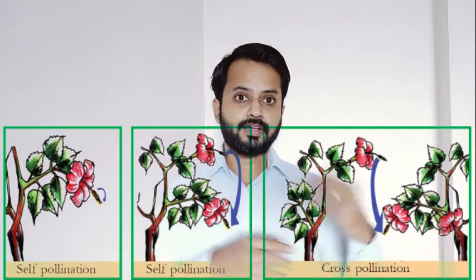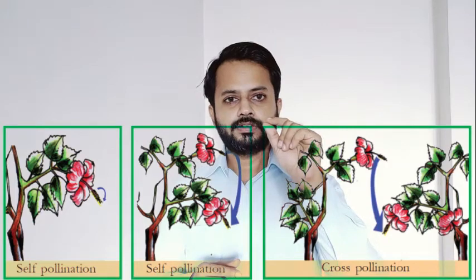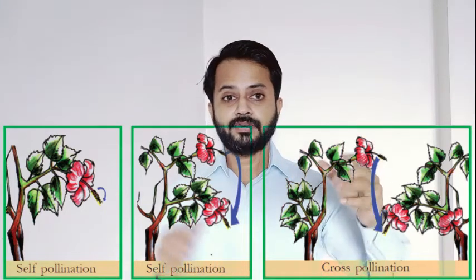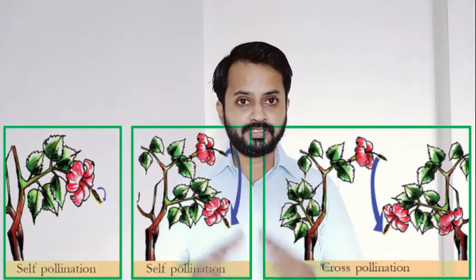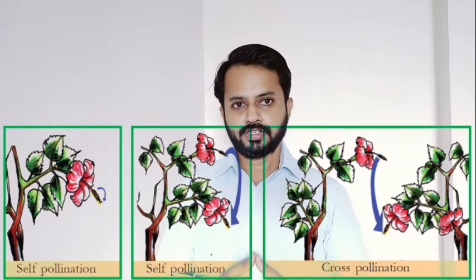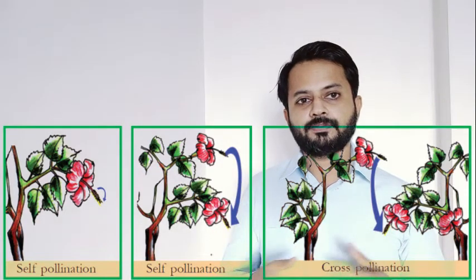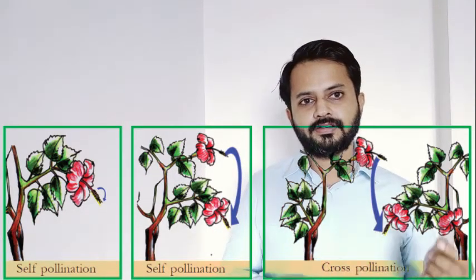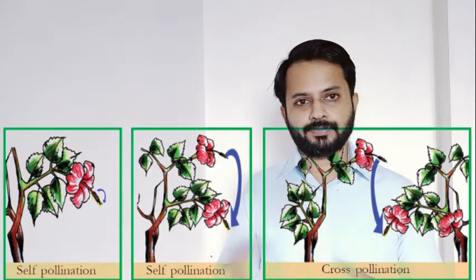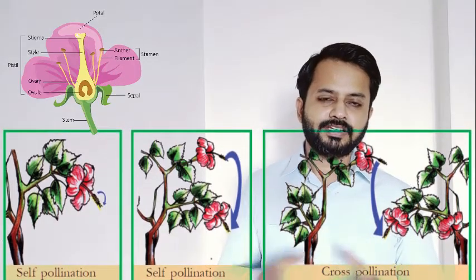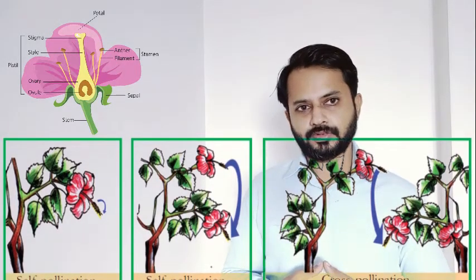It's not getting pollen grains from other flowers. Another case is when pollen grains from one flower fall on the stigma of another flower on the same plant. If the flowers are from the same plant and pollination takes place within the same plant, that is also called self-pollination. Next is cross-pollination. In cross-pollination, flowers will be from different plants. From one plant, the anther and pollen grains reach the stigma of another plant's flower. This type of pollination is known as cross-pollination. So the two ways of pollination are self-pollination and cross-pollination.